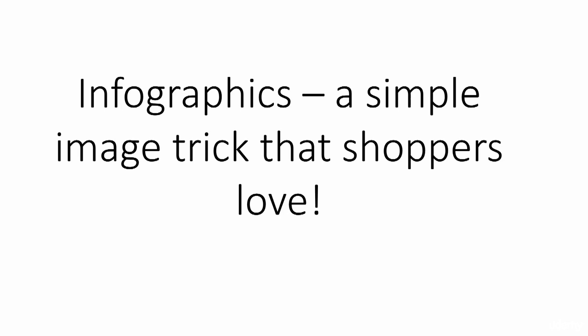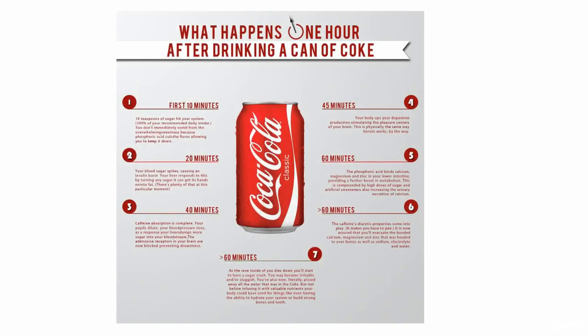So what exactly is an infographic? Well, this is an infographic here. You've seen them all the time. You see them all over the internet, and not just on the internet. You also see them on posters, offline as well. You see them all over the place. So basically, this infographic is just telling you what happens to your body an hour after drinking a can of Coke. Now, I don't know if this is factually correct or not, but it wouldn't surprise me at all. Anyway, that's not the point.